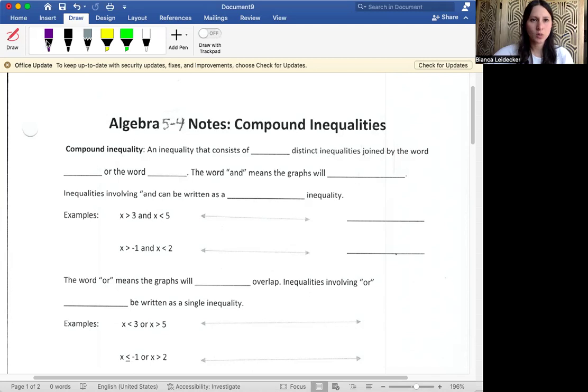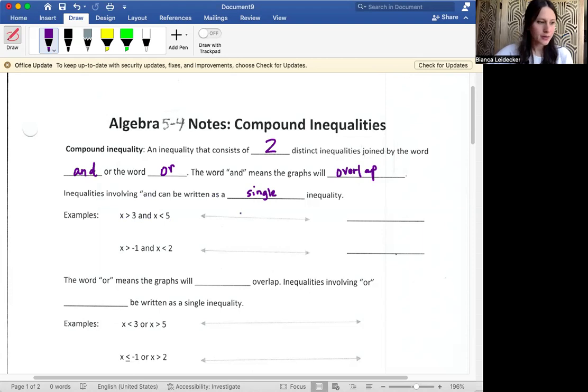A compound inequality is an inequality that consists of two distinct inequalities joined by the word and or the word or. The word and means the graph will overlap. Inequalities involving and can be written as a single inequality. So an example might be x is greater than 3, x is less than 5.